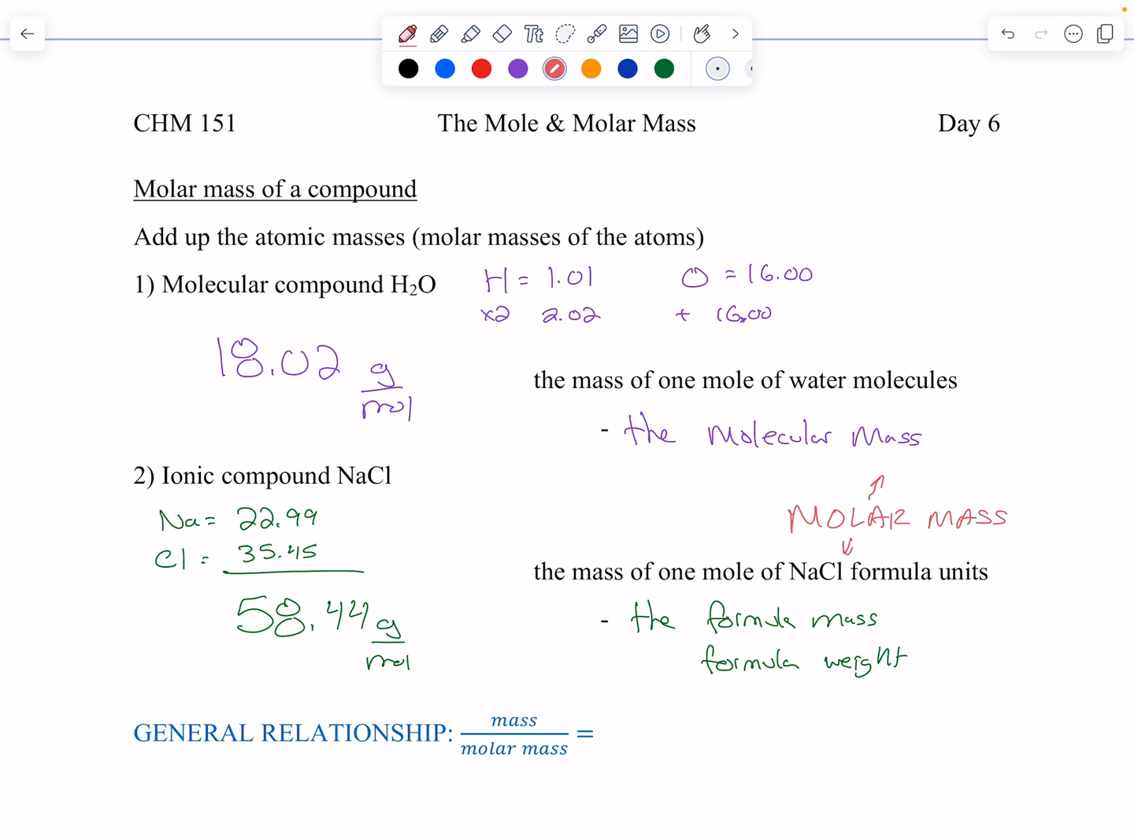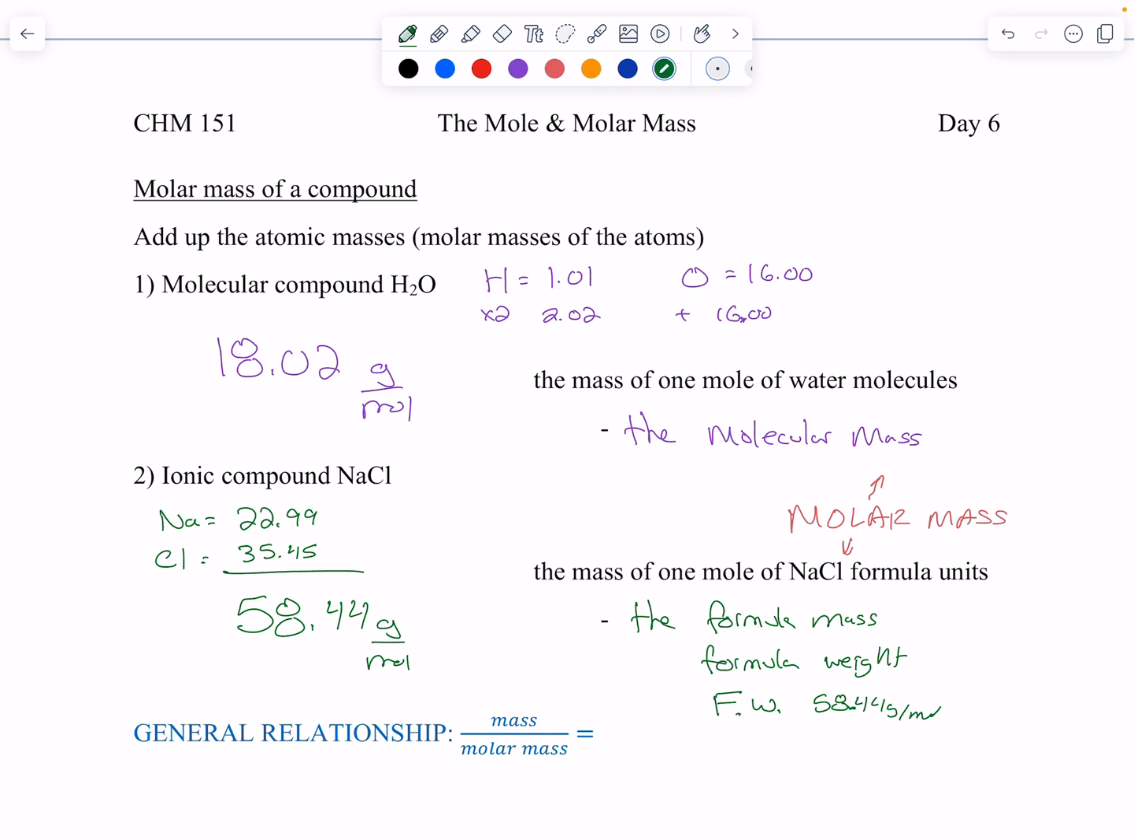A lot of times on a bottle, so if we're looking at a bottle of sodium chloride from the lab, a lot of times they'll have a FW on it, right? The formula weight, FW, and that would be 58.44 grams per mole. So a lot of times they'll put that right on the bottle. And so you'll see FW, formula weight, 58.44.